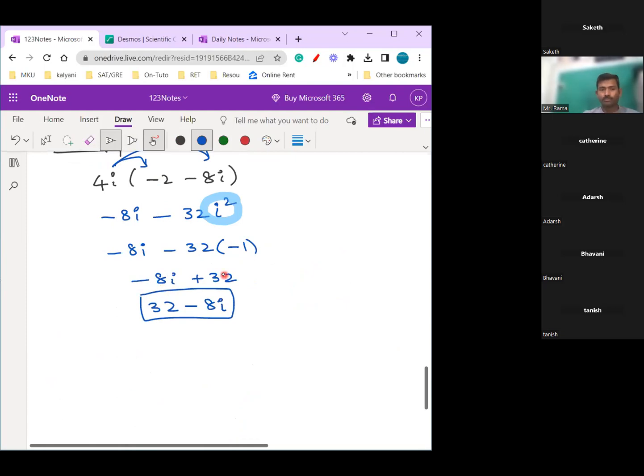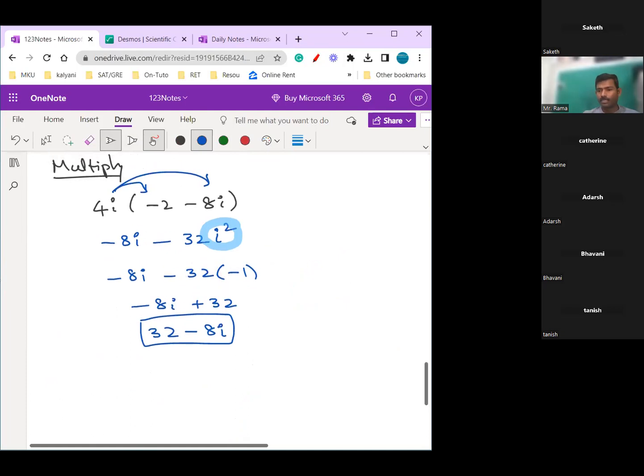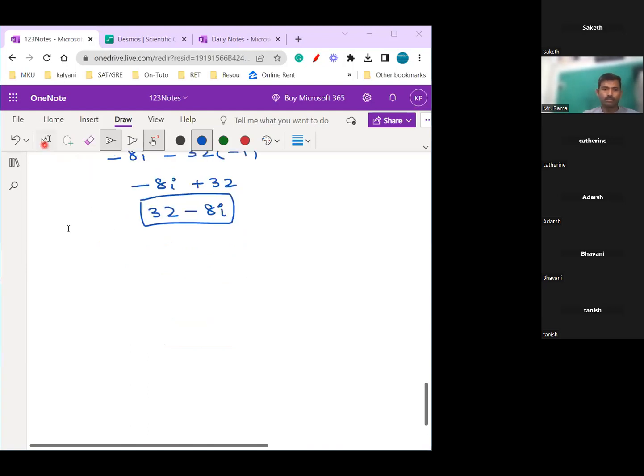Good to go? Okay. So let's give a practice on the multiplication, just for a little bit of practice, so that we're good to go with these. Okay, let me put it up here.